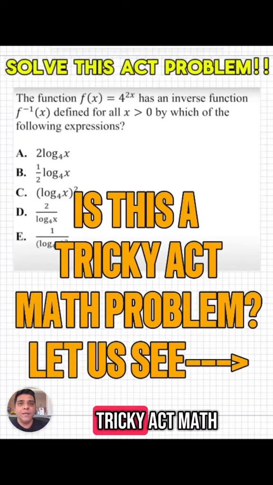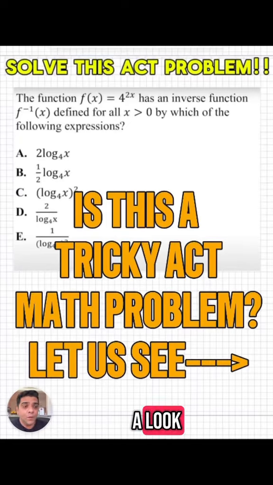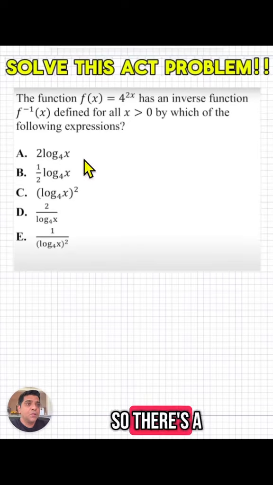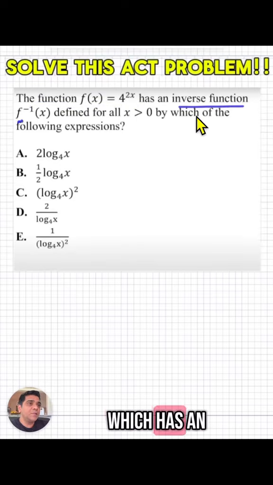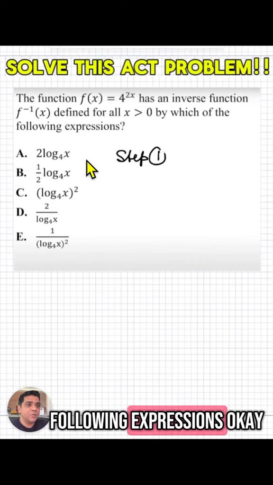Is this a tricky ACT math problem? Let's take a look. There's a function given, 4 to the power 2x, which has an inverse that is defined for all x greater than 0. Which of the following expressions is the inverse?